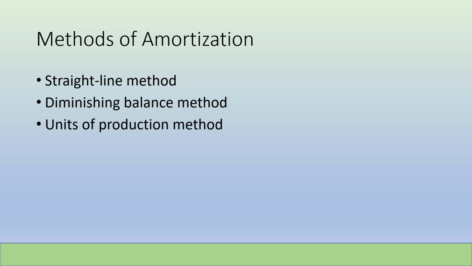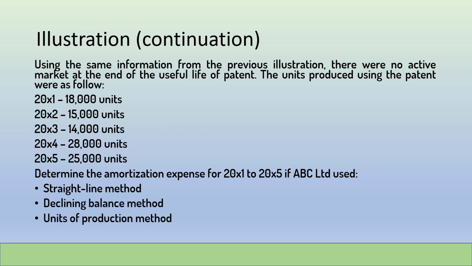We have three types of amortization: straight line, diminishing balance, and units of production method. Let us continue the illustration here. We have been given information about the patent. We assume that there will be no active market for the patent, so we are not supposed to recognize any residual value. We were also given the units that can be produced while using the patent. We were asked to do the amortization for straight line, declining or diminishing balance, and units of production.